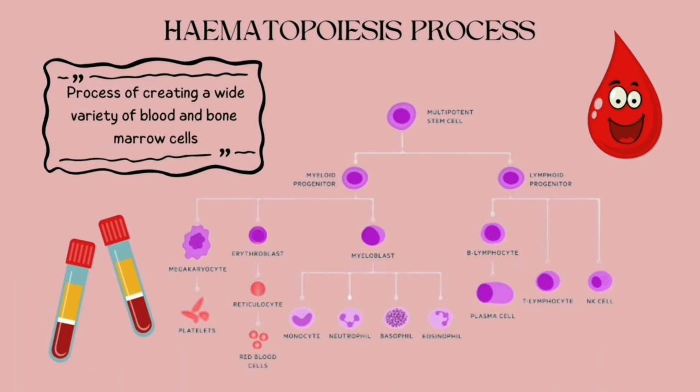Haematopoiesis process. Haematopoiesis is the process of creating a wide variety of blood and bone marrow cells, namely erythrocyte, platelet, granulocyte, lymphocyte, and monocytes. Multipotent hematopoietic stem cells are able to divide into increasingly specialized cells, a process which repeats and eventually leads to mature white blood cells, red blood cells, or platelets.